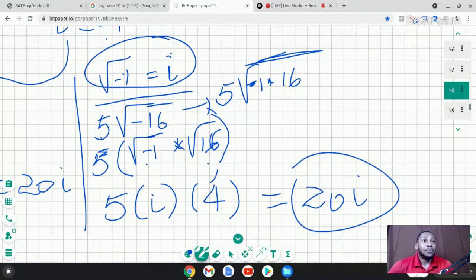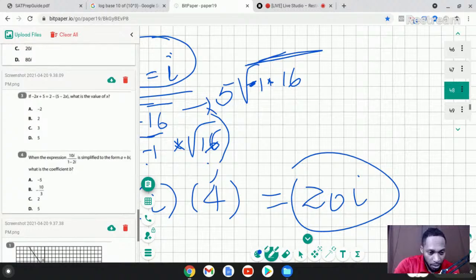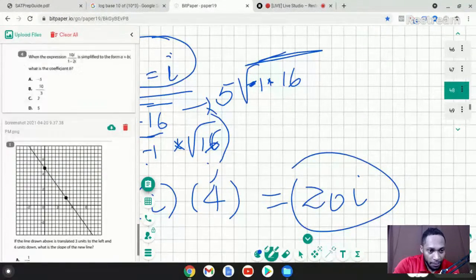So yeah, I think this is how you would do it. We would do this one. Let's see if I have another one relating to complex numbers, and after that, we could probably call it a night.